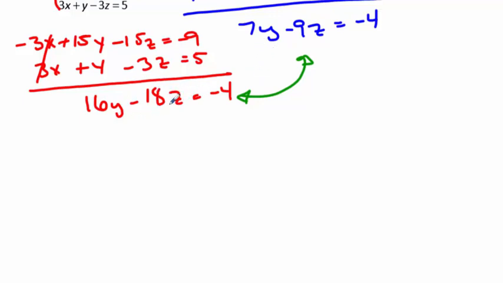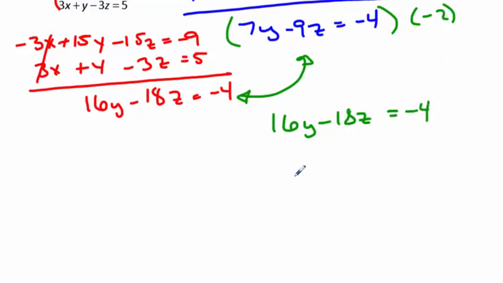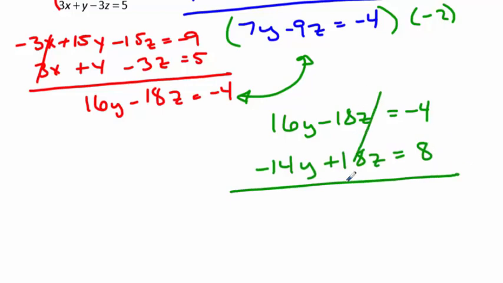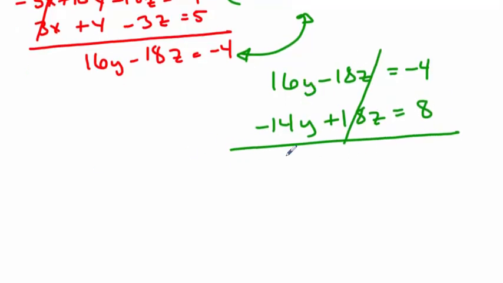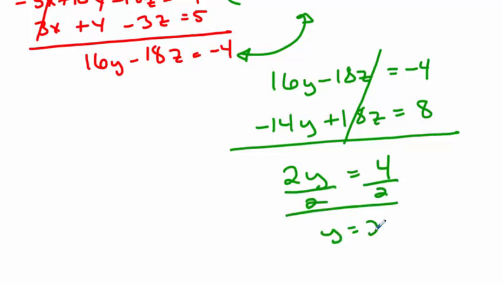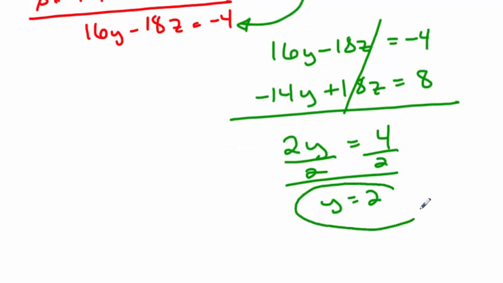This one already has a negative 18, so let's make this one a positive 18. So we're going to take this equation and multiply everything by negative 2 to get a positive 18. My top equation won't change. That's going to be 16y minus 18z equals negative 4. Multiply everything in the other equation by negative 2. So I'm going to get negative 14y plus 18z equals positive 8. Add those equations up. The z's eliminate, and 16y minus 14y is 2y. Negative 4 plus 8 is positive 4. So if you divide both sides by 2, you're going to get y equals 2. We have one of our variables completely solved for now.